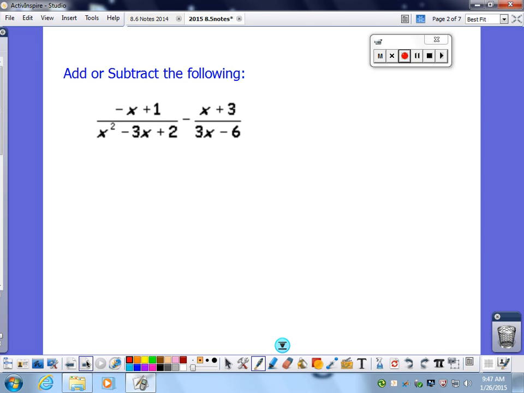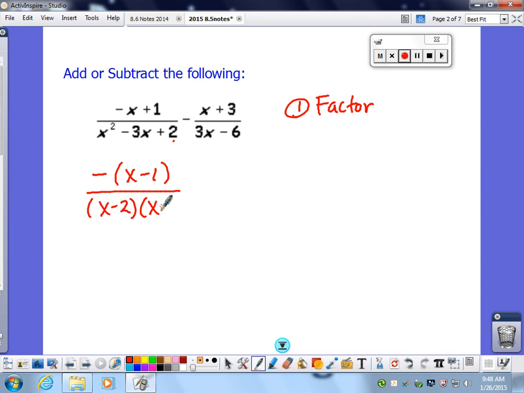Alright, to find that least common denominator, we're going to factor. We're going to factor all the numerators and the denominators that we have there. Factor everything. Alright, so our first numerator. Our lead coefficient is negative, so that means we need to factor out a negative 1. So I'll factor out a negative, which leaves us with x minus 1. Alright, let's factor this denominator. What multiplies to give you 2, but adds to give you negative 3. So we're going to get x minus 2, x minus 1.